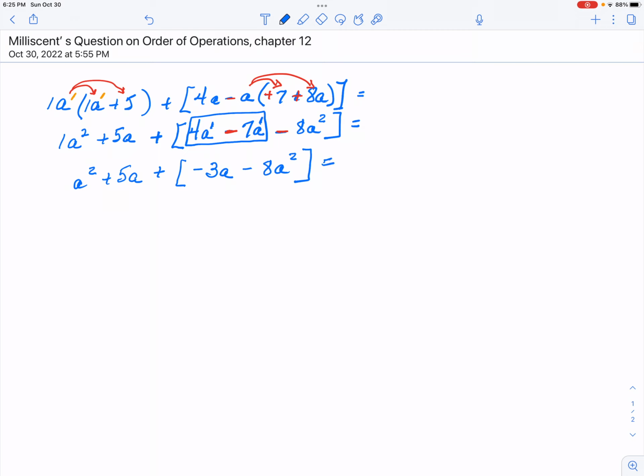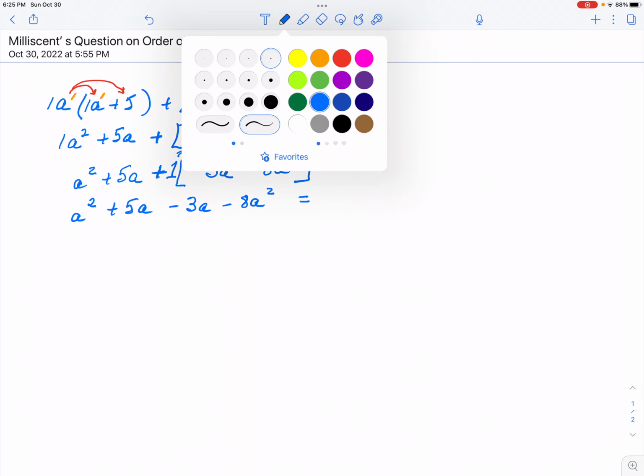Now I'll deal with the bracket. So the only thing sitting out in front of the bracket is this plus sign. You can think of this as a +1 multiplier into the bracket, which of course is not going to change any of the signs. So this is going to still be a negative 3a, and this is still going to be a negative 8a squared.